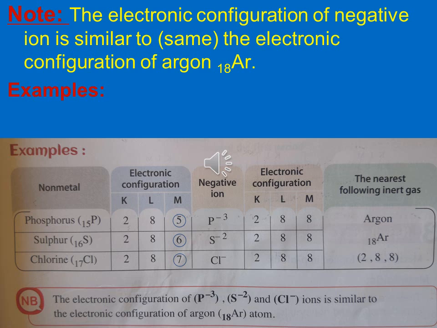Like argon, Ar18, 2, 8, 8. Sulfur, S16, has the configuration 2, 8, 6. It becomes S negative 2, because it has to gain 2 electrons to complete the octet, so the configuration of the negative ion will be 2, 8, 8, also like argon. Chlorine, Cl17, is 2, 8, 7, so it has to gain 1 electron, making it 2, 8, 8, just like argon, Ar18. So the electron configuration of the negative ions is like the electron configuration of argon.